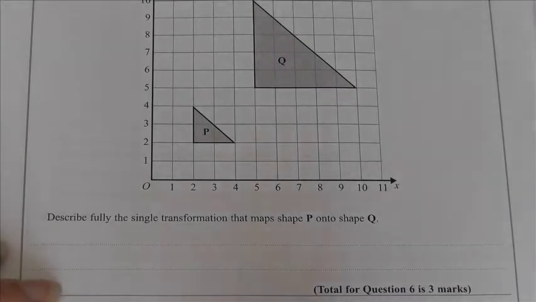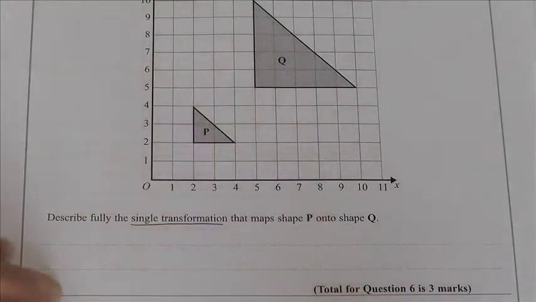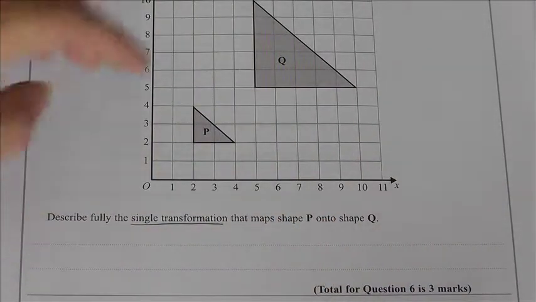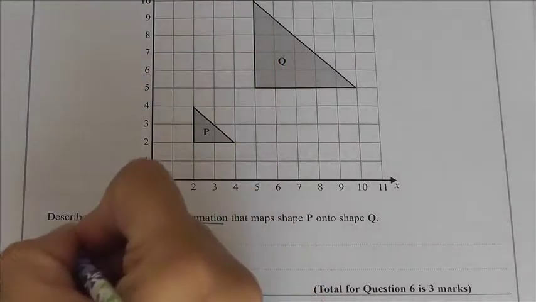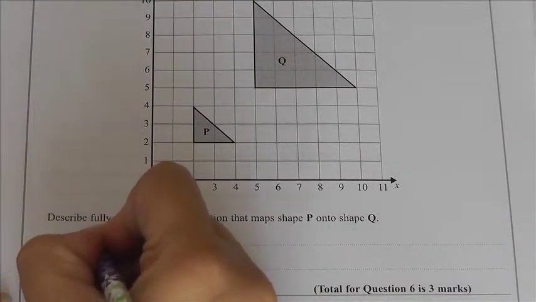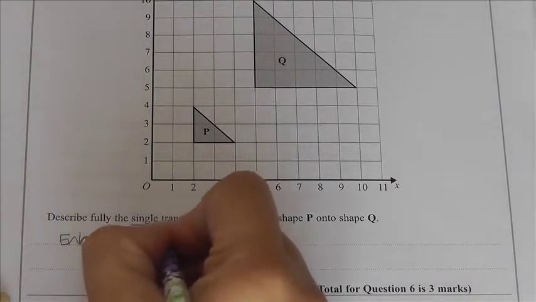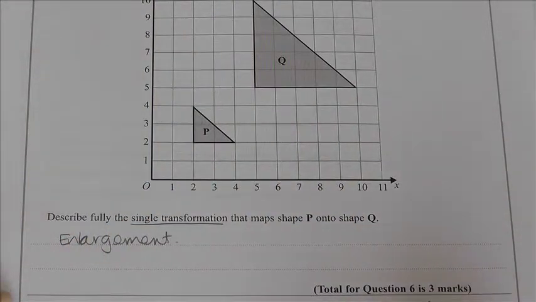Question 6 asks you to describe a single transformation. So if we look at this shape, you can see it's changed size and therefore is an enlargement. So your first mark comes from that. Now the question is worth 3 marks, which means there's 2 other things you need to say.